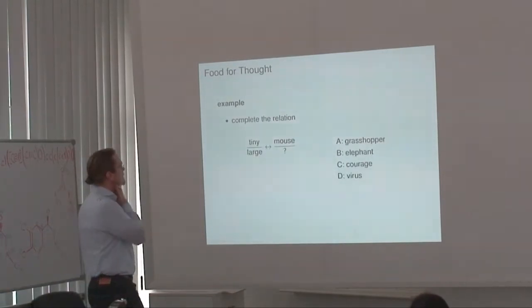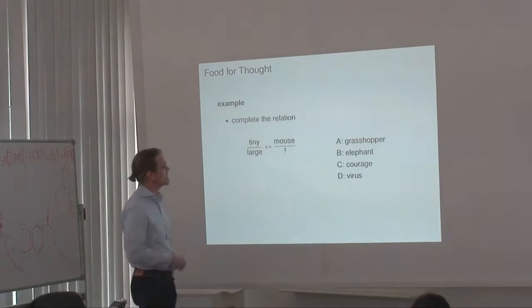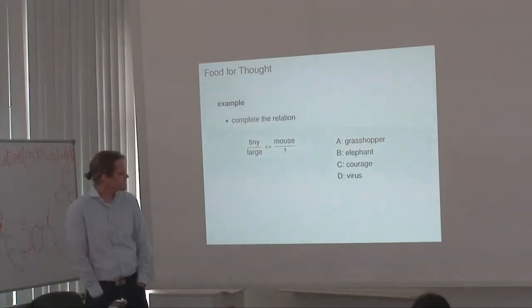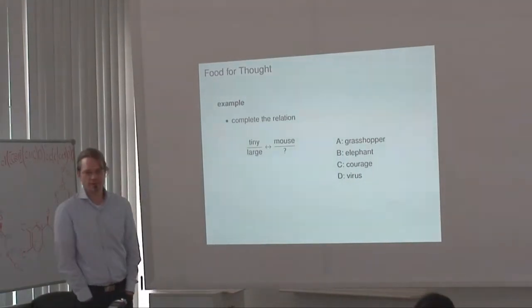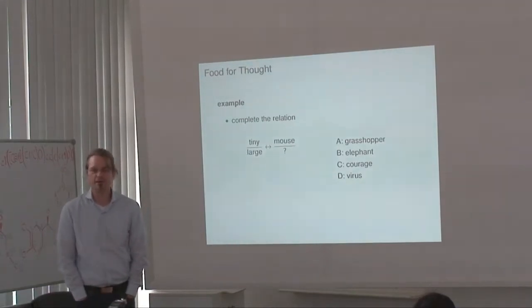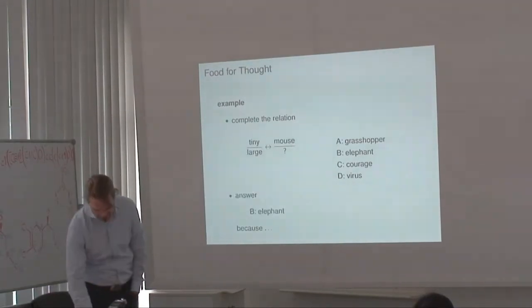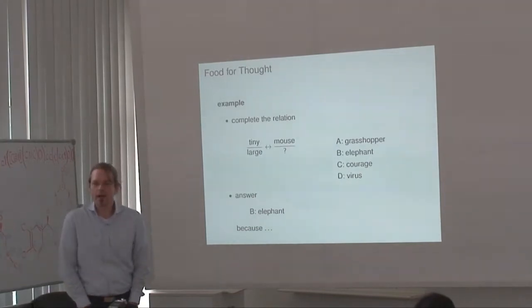Can you complete this relation? Tiny is to large as mouse to either grasshopper, elephant, courage, or virus. What is? Elephant. Let's see. Okay, seems to be right. Why?